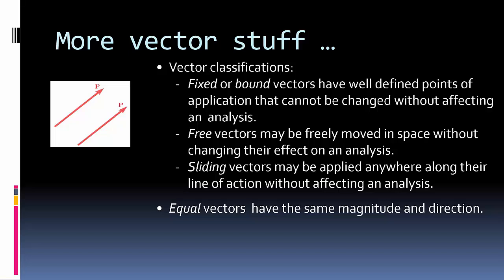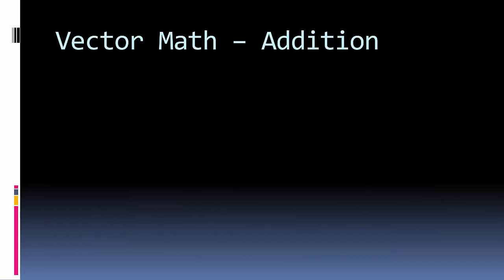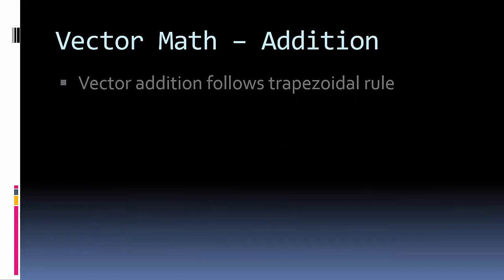Okay, for two vectors to be equal, what does that mean? Well, it means they have the same magnitude and the same direction. Now, if a vector is the negative of another vector, it means it has the same magnitude and the opposite direction. Okay, let's talk a little bit of vector math, specifically addition.